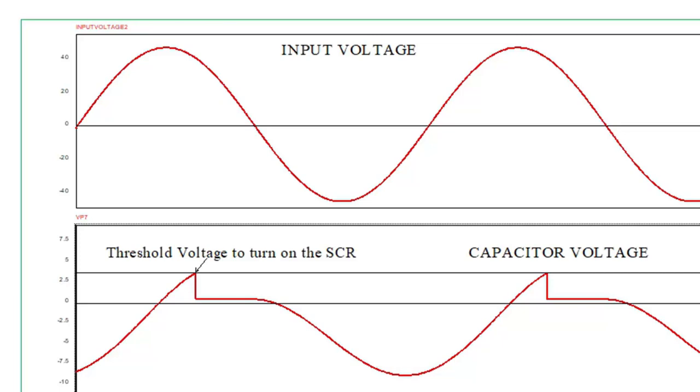The horizontal axis is the time axis. At t equal to 0, the input voltage is 0, but the capacitor voltage is negative. It indicates that the capacitor voltage is lagging. Now, this capacitor voltage is slowly increasing. The input voltage has reached its maximum value, but still the capacitor voltage is building up. As soon as the capacitor voltage achieves the minimum gate to cathode voltage required to turn on the SCR, the capacitor will discharge through D2 and the thyristor will be on.